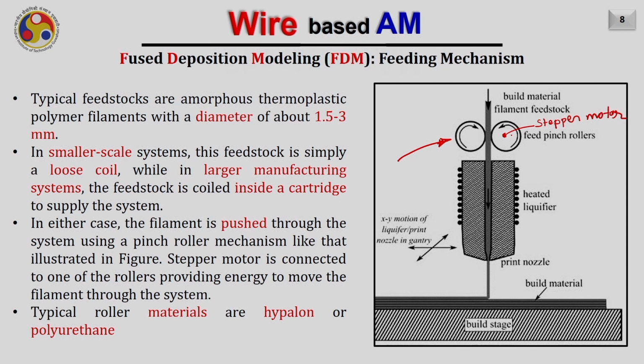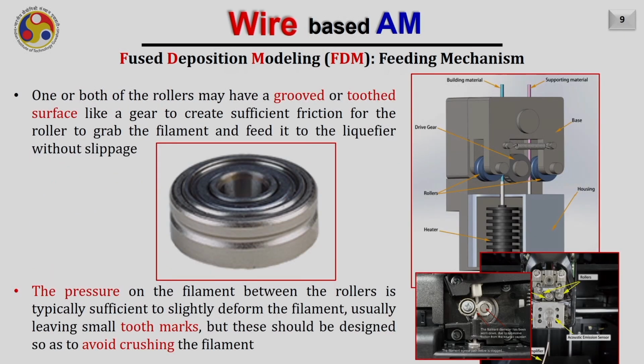When this particular roller rolls, due to the friction acting on the wire, it will get pushed down. Typical materials used for these rollers are Hytrel or polyurethane. Sometimes one or both rollers have a grooved or toothed surface, like a gear, to create sufficient friction for the roller to grab the filament and feed it to the liquefier without any slippage.